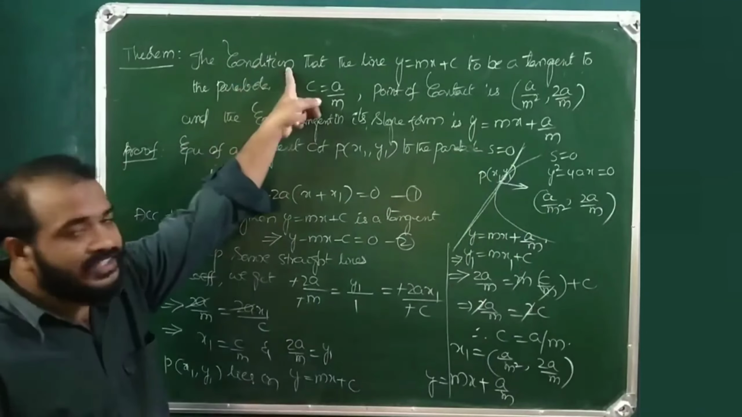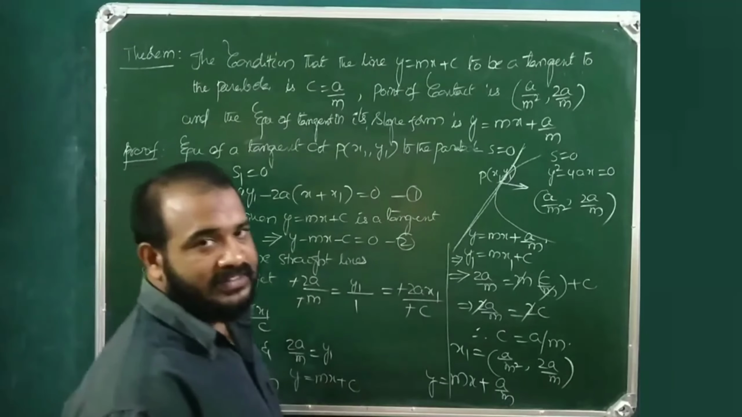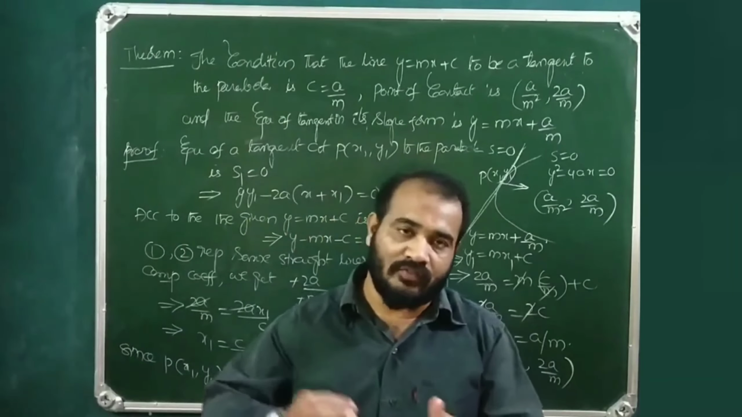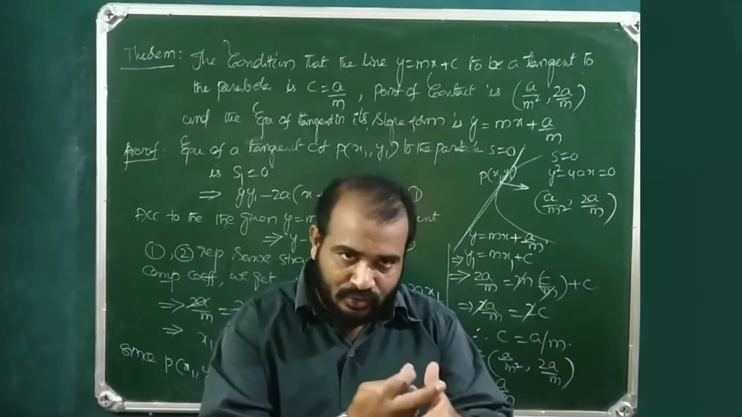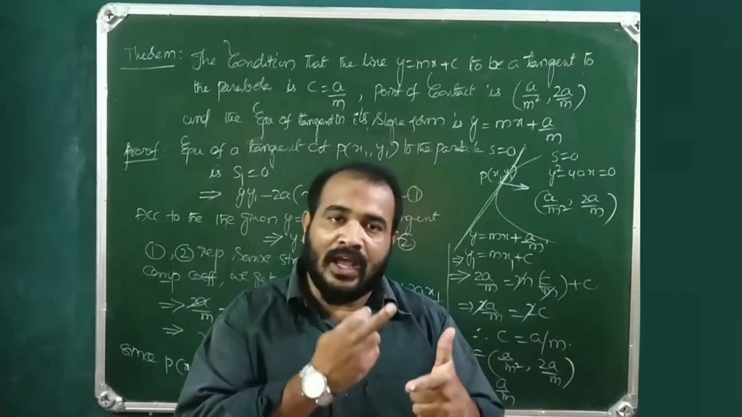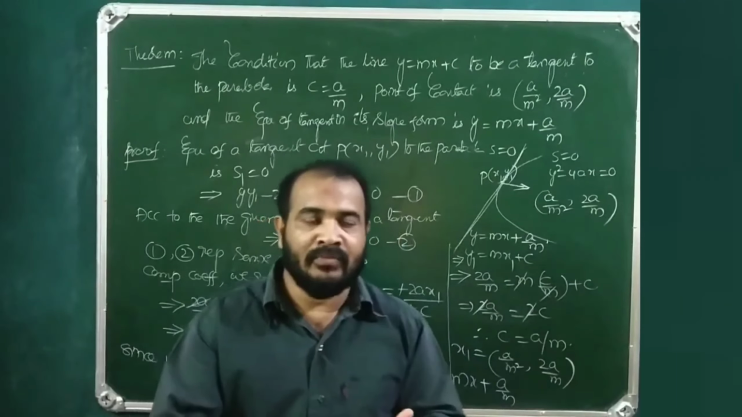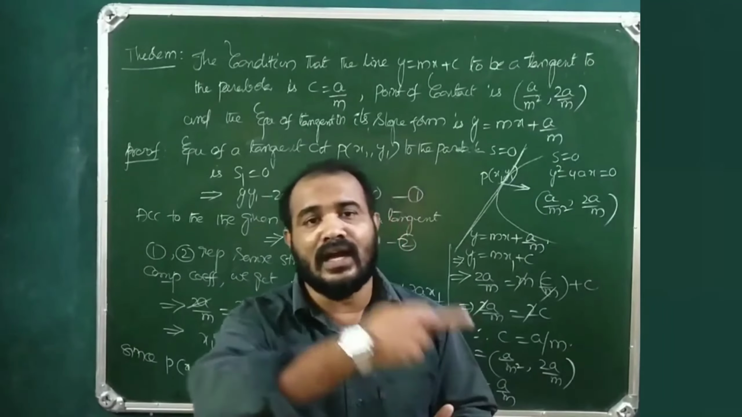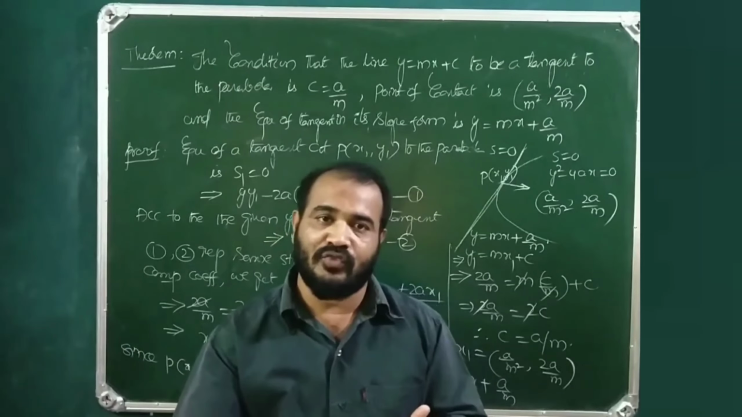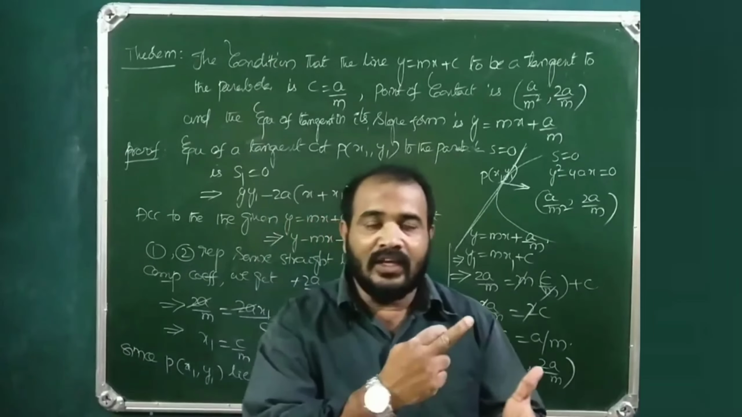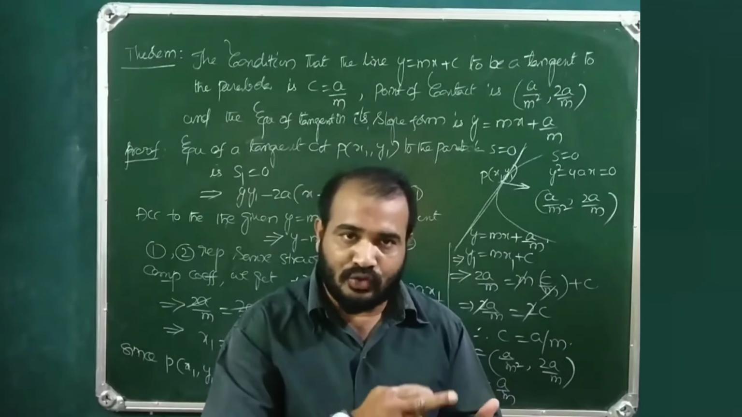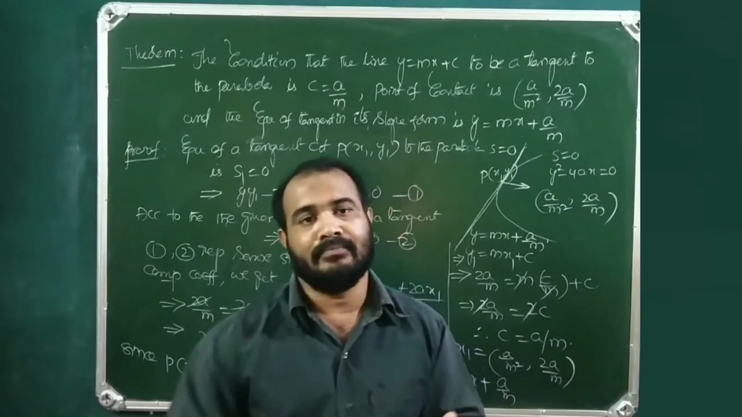So the condition that the line y equals mx plus c be a tangent to the parabola y square equals 4ax at point P(x1, y1) is c equals a by m. That is the condition. (a by m square, 2a by m) is the point of contact of the line y equals mx plus c and the parabola y square equals 4ax. And the equation of the tangent in its slope form is y equals mx plus a by m.